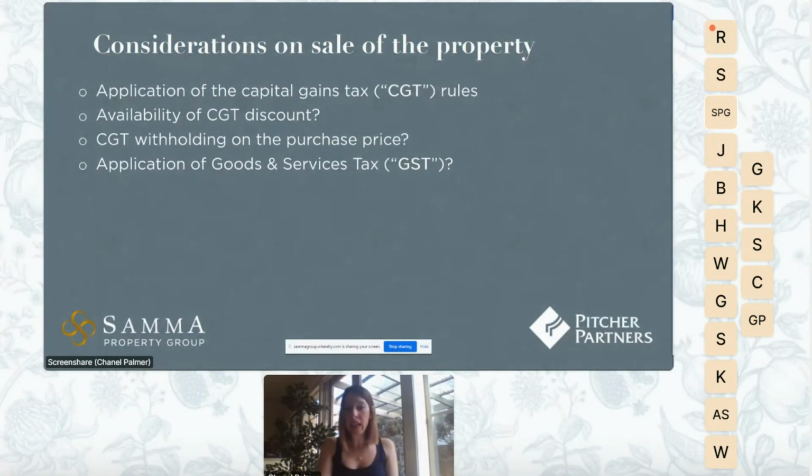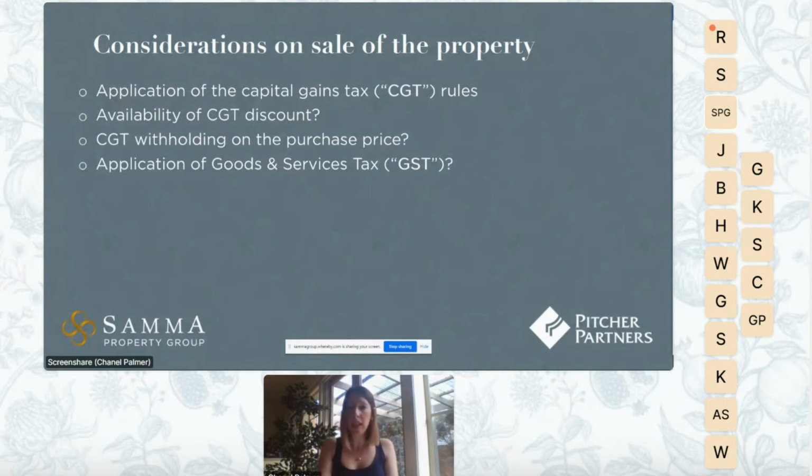Your gain is then added to your taxable income for a year, so added to all of your other income from other sources like salary and wages, investment income, and it's taxed at the applicable tax rate, so what we discussed earlier before. A 50% discount can be available for capital gains, but this has been removed for foreign residents since 2012.